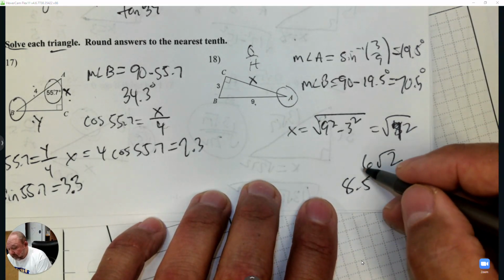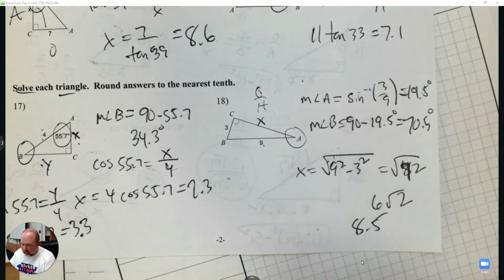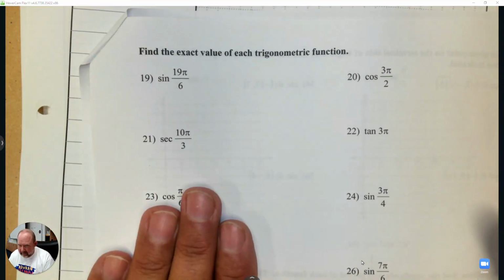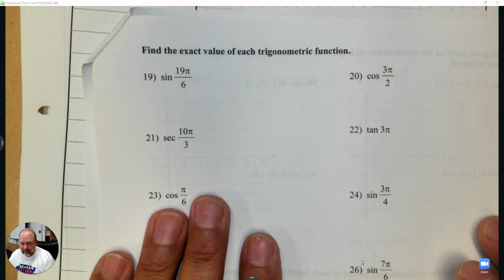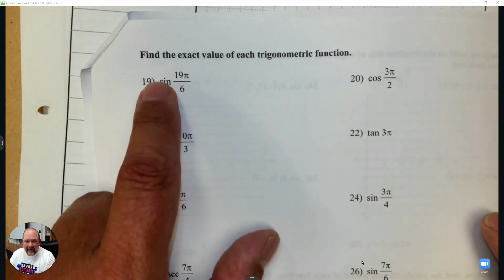And you get 8.5. So these questions, the first ones that we've been doing, you'd be able to use a calculator on. So whatever you want, that part shouldn't stress you out. Now, when we're on this side, this is no calculator, and we need to figure it out. So find the exact value of these following trig functions.